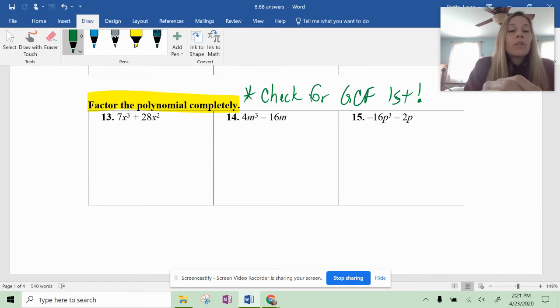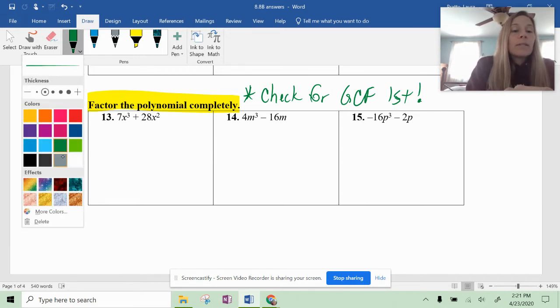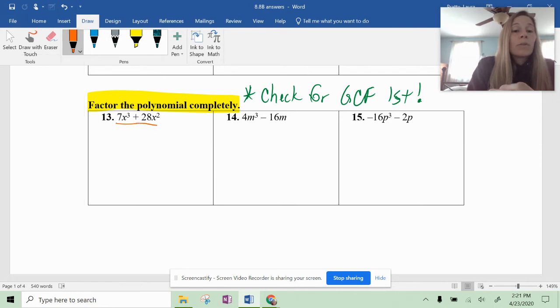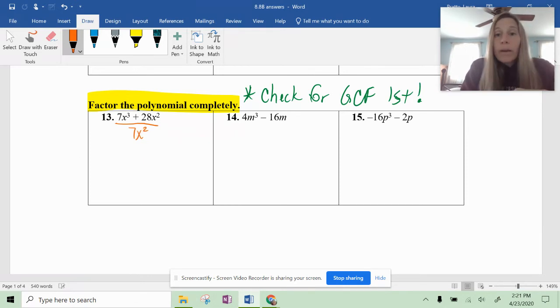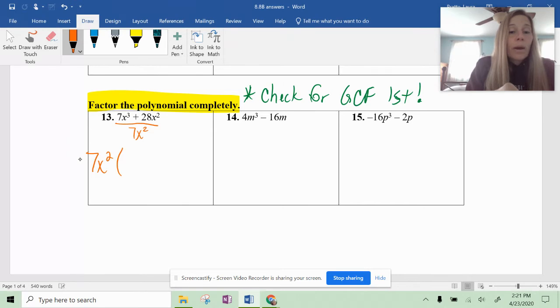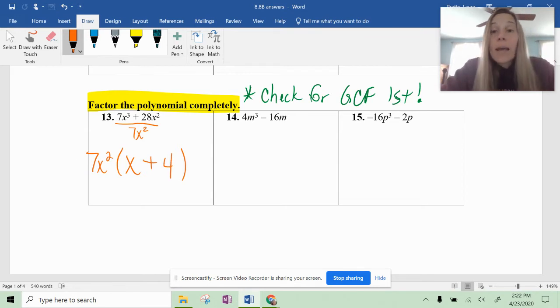So 7 and 28, we definitely have a GCF between those two numbers, right? So 7 and 28 are both divisible by 7. They both have an x, so the smaller of the two will also be part of that GCF. So I'm going to divide both of those by 7x squared. That's going to leave me with x, and then 28 divided by 7 is 4. So it's 7x squared on the outside and x plus 4 on the inside.